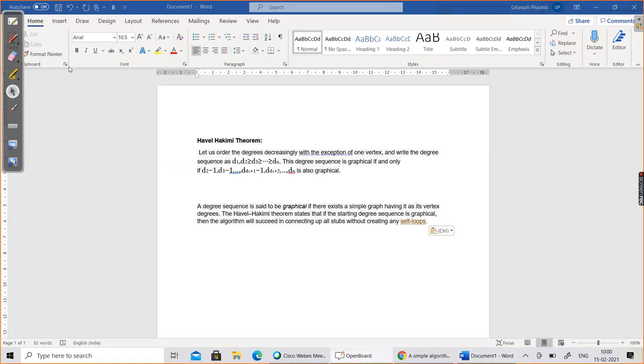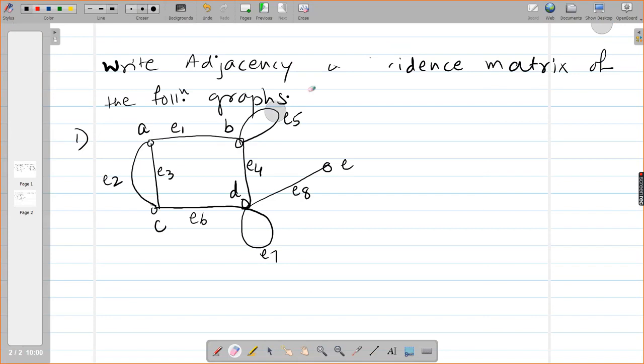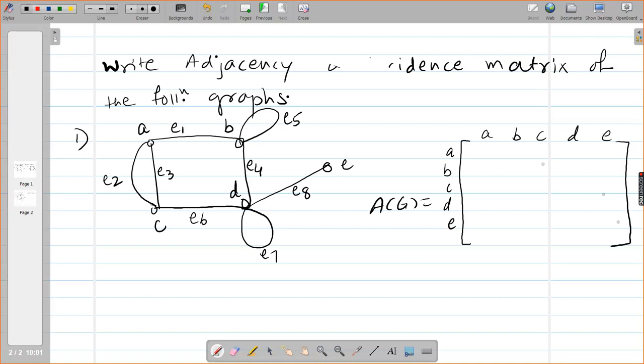Yes, girls. What is the adjacency matrix A of G? This is graph G. How many vertices does it have? 5: A, B, C, D, E. So you have to write them row wise and column wise. I'm revising because many of you were absent in the last class, right?